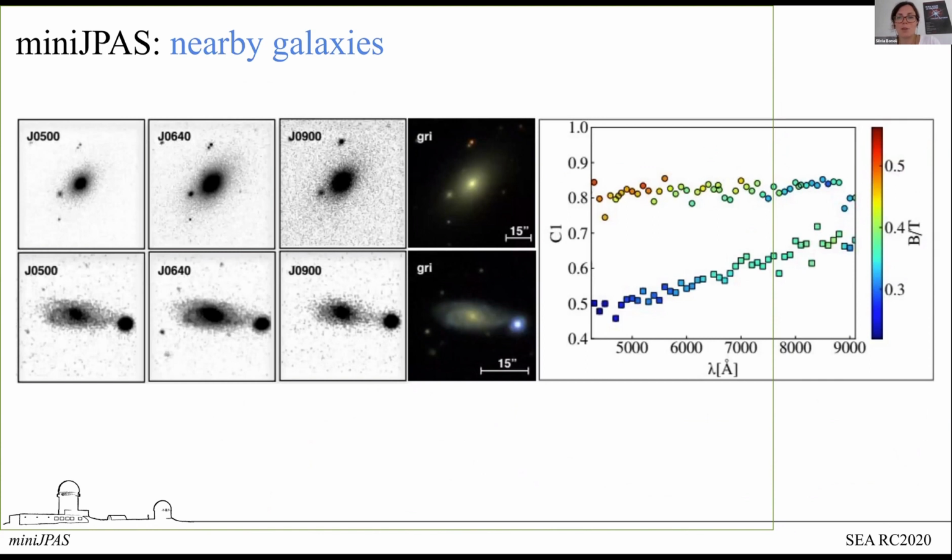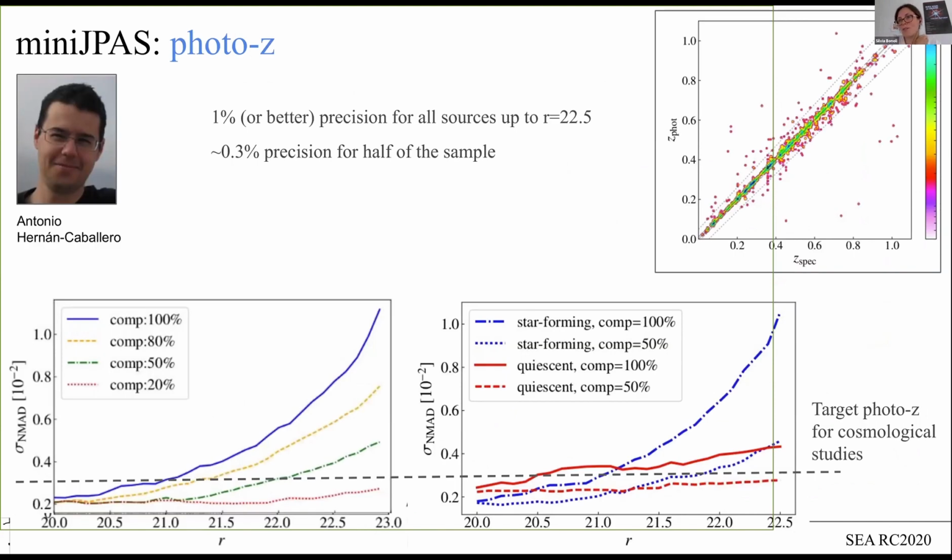This is a snapshot. I think in the galaxy evolution part, when we discuss later, they will also show this, just to show how a nearby galaxy looks in the different narrowband filters. So the photometric redshift, which is one of the key points of JPAS, this is a work by Antonio Hernán-Caballero, using a personalized version of LePhare, a template fitting code. He has derived the photometric redshifts that are available so far for miniJPAS.